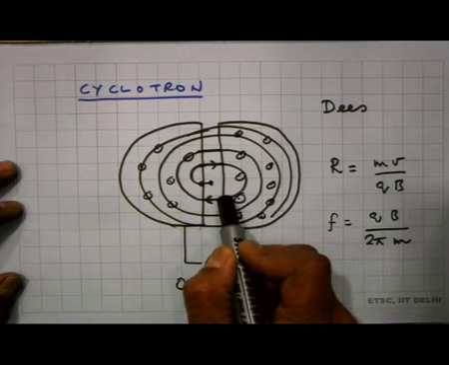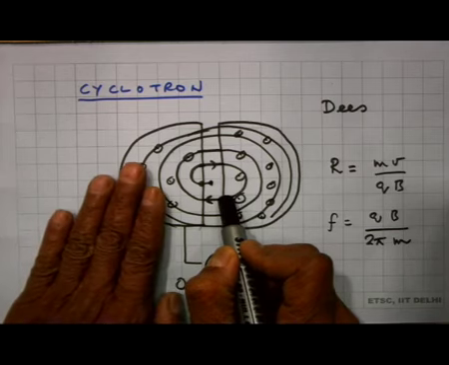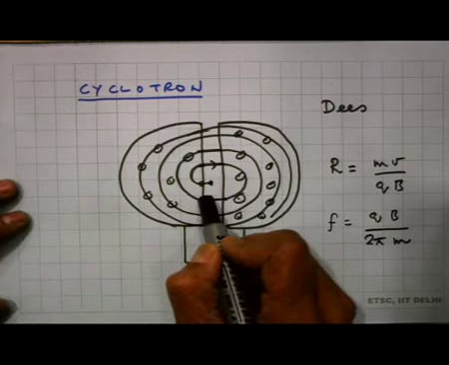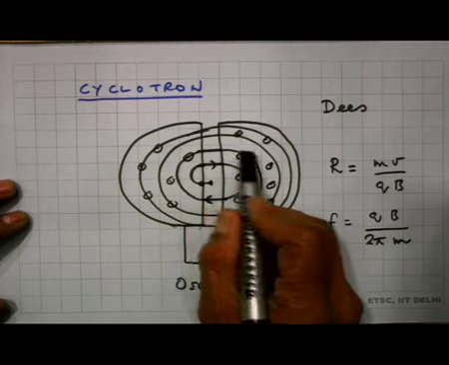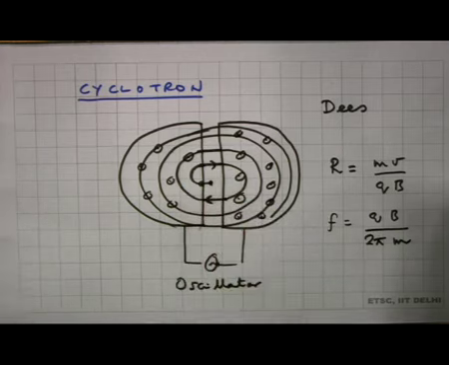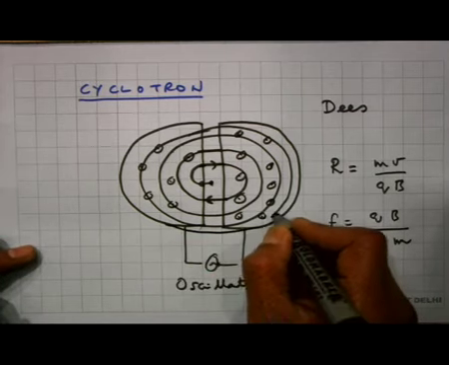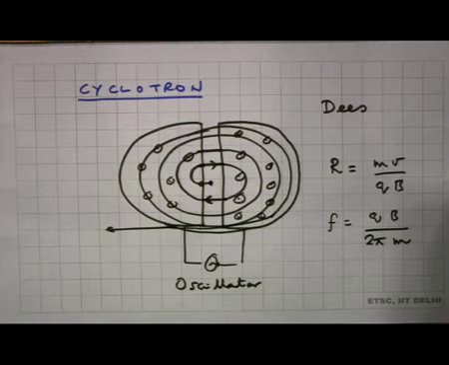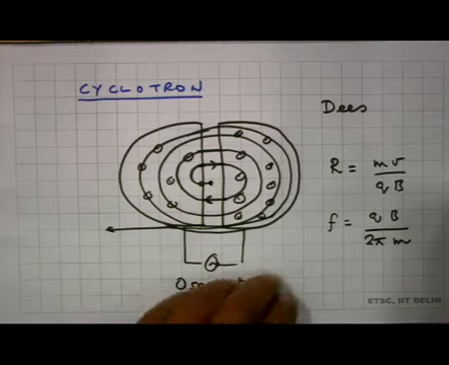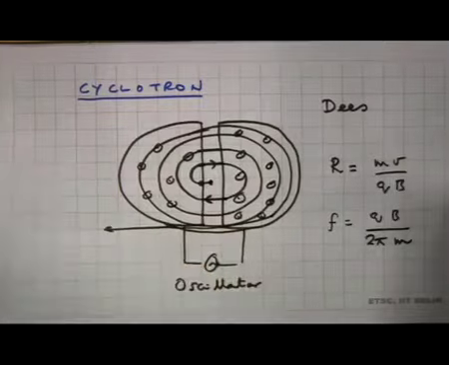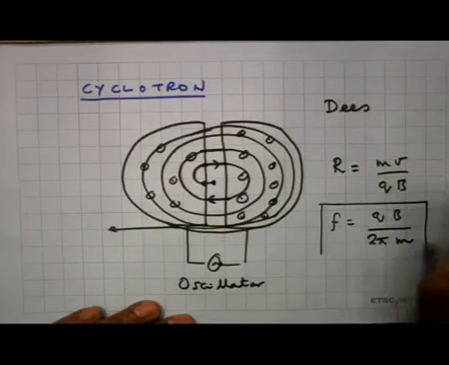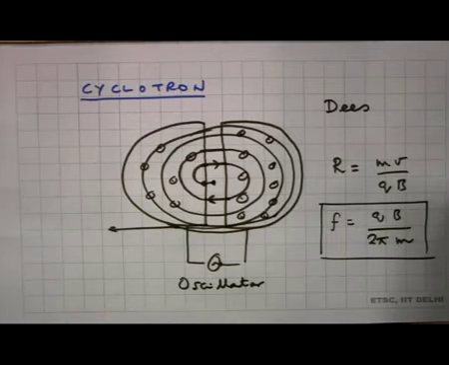It comes from here. It takes the same time to propagate through this radius here, and then by the time it arrives here, this D is negatively charged. It gets accelerated again. Velocity increases, so the radius has increased. So it becomes a path like this, and at some point I can take the particle out by a deflector here. So that is the operation of the cyclotron, and it is used to accelerate particles. The key to operation of this is the fact that this cyclotron frequency is independent of the radius of the orbit.